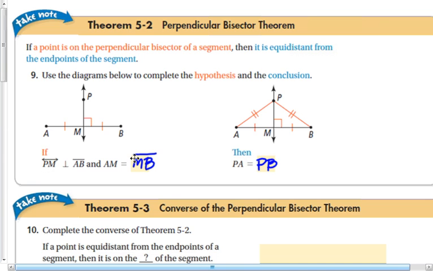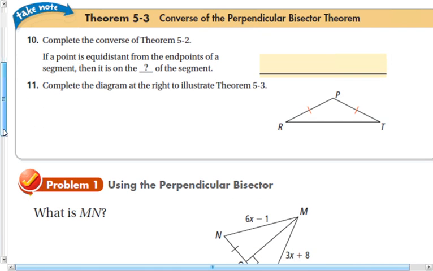then PA is equal to PB. And then the converse: if a point is equidistant from the endpoints of a segment, then it is on the perpendicular bisector of the segment.